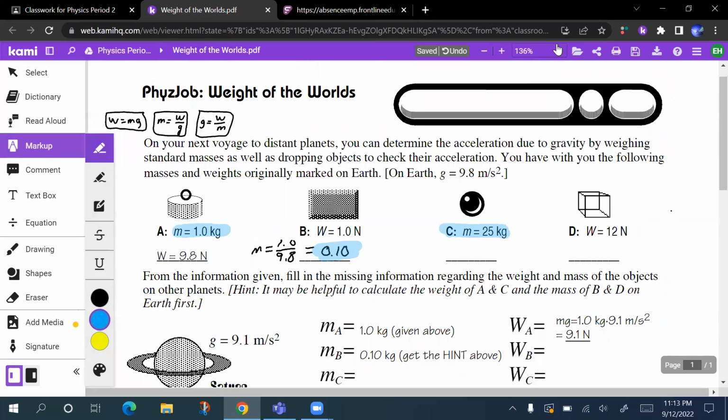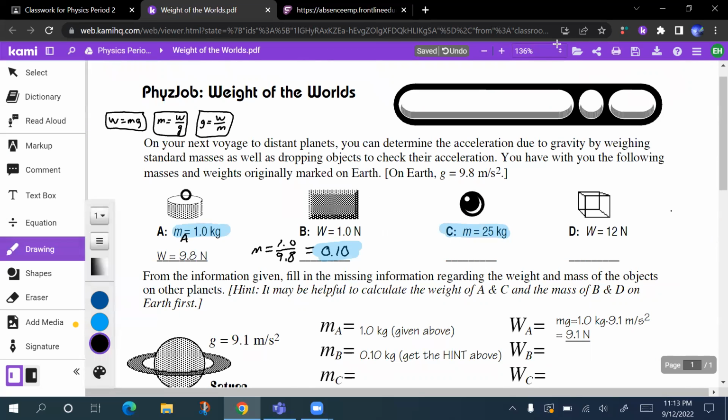Okay, and again, I'm going to highlight all of the masses just so that we can keep track of them all. The first one we're going to call mass A. This one we're going to call mass B. Now C, we're given the mass of C, but we have to find its weight. So weight on Earth would be 25 times 9.8. Multiply those two. And you should have been able to come up with about 245 newtons.